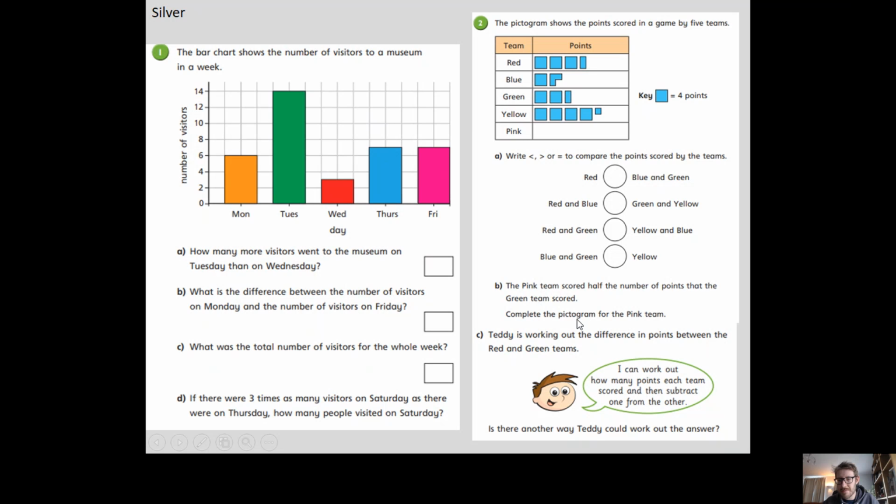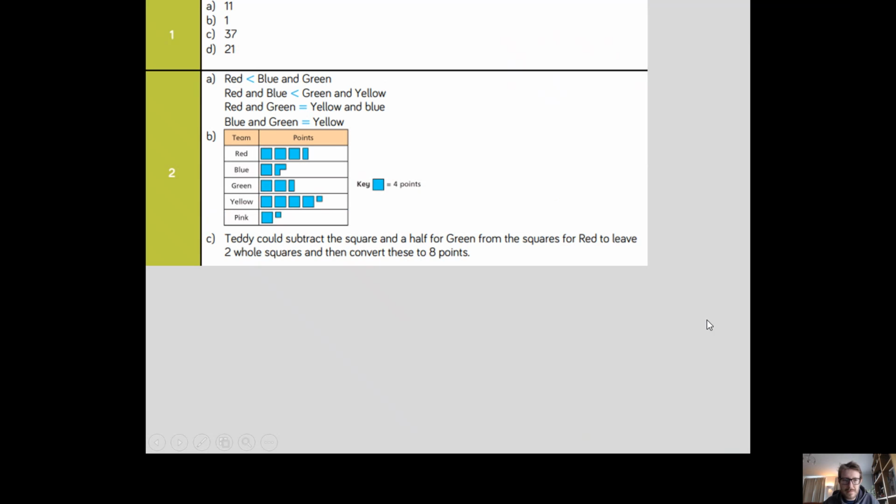The pink team scored half as many points as the green team. Complete the pictogram for the pink team. So hopefully you're able to maybe draw it out and then complete the pictogram here. Teddy is working out the difference in points between the red and green teams. I can work out how many points each team scored and then subtract them from one another. Is there another way Teddy could work out the answer?